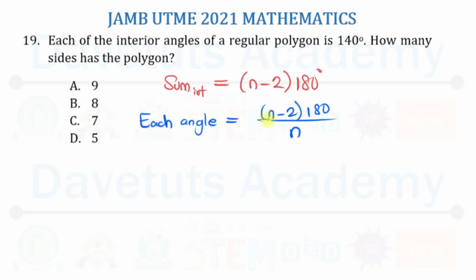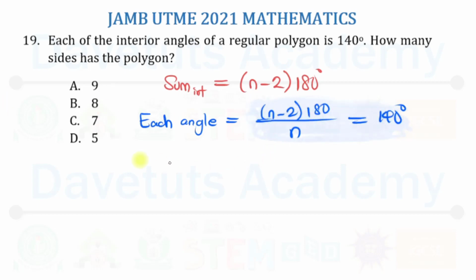Okay, so this is what they have given us to be 140 degrees. You can see that each of the interior angles is 140 degrees. So we are looking for a means to find the number of sides, which is n of the polygon. This equation is sufficient for us to find that.